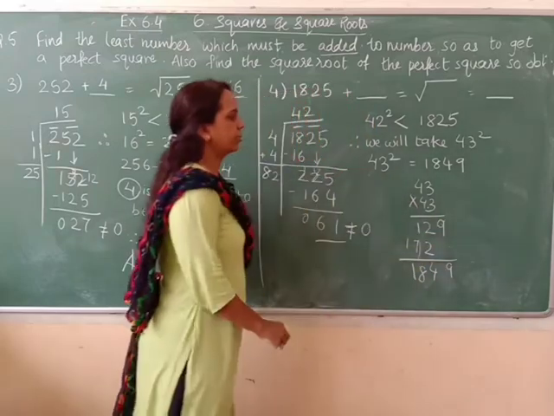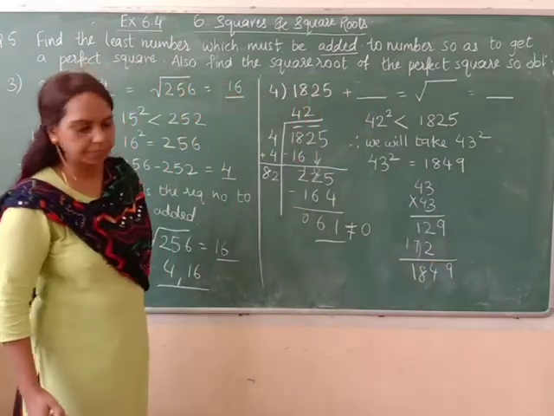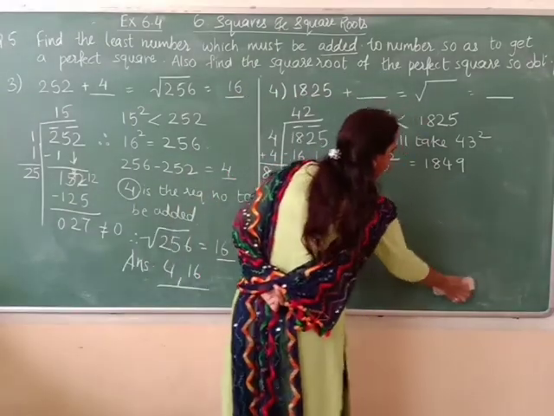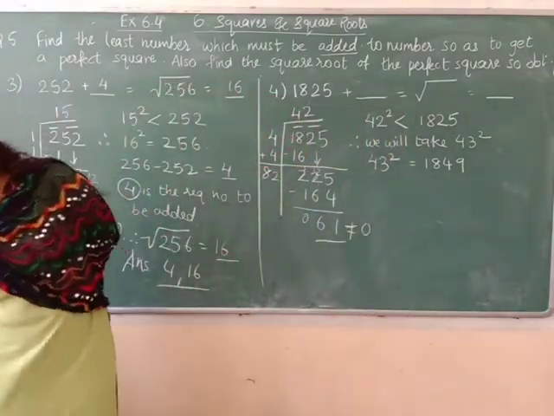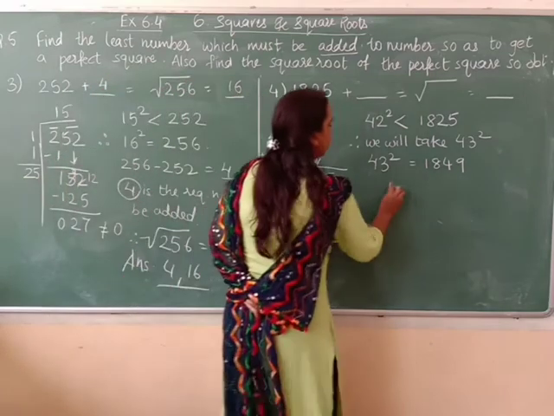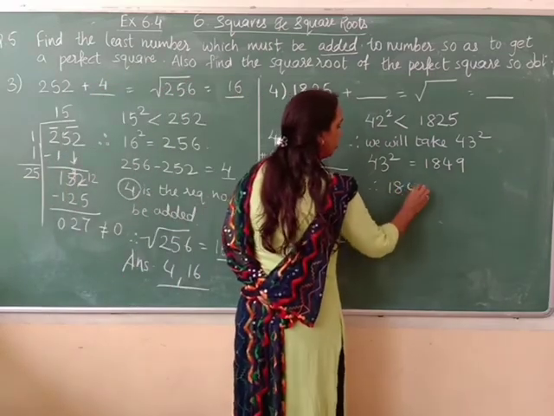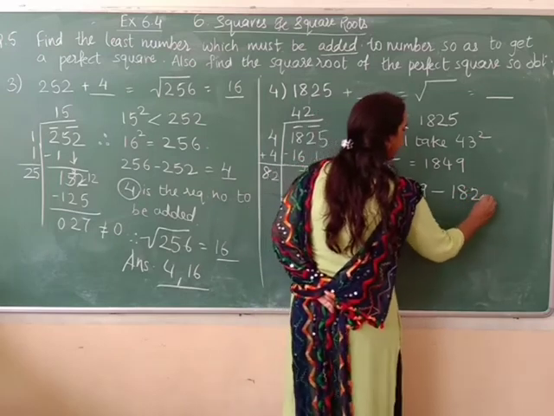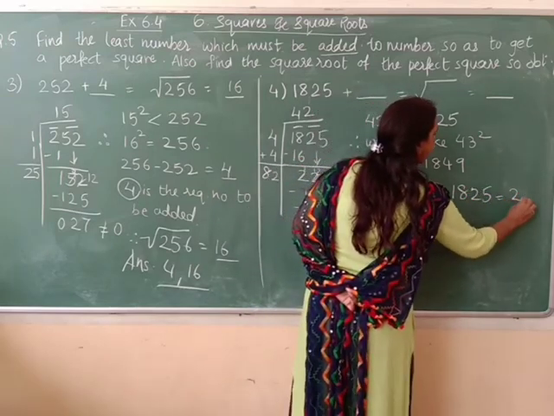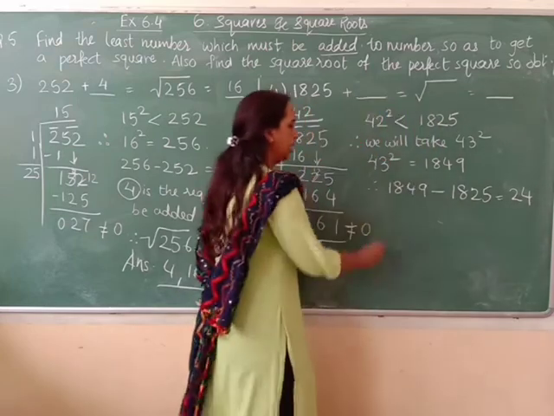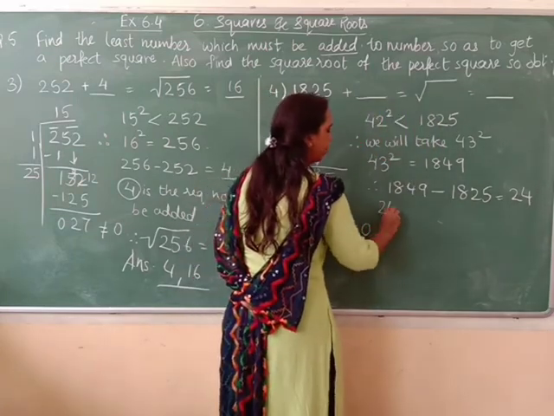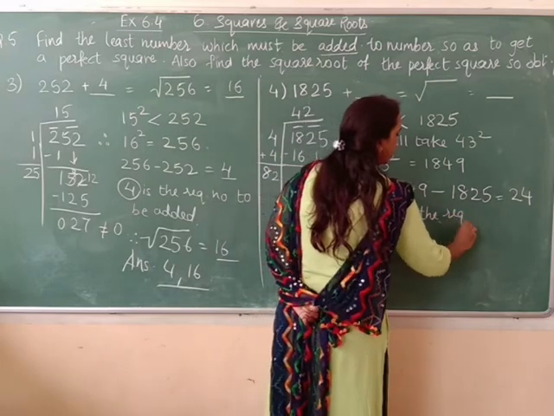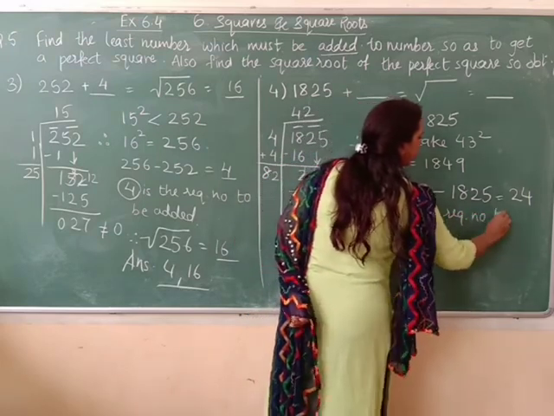1849. Now subtracting the number from the number of 43 square, what will we have next? Therefore, 1849 minus 1825, we get 24 here. Answer is 24, the required number to be added.